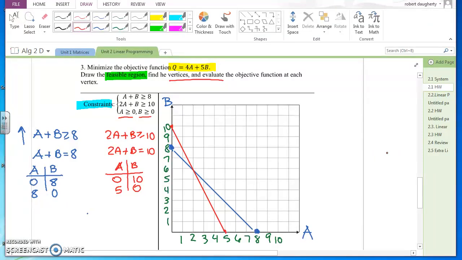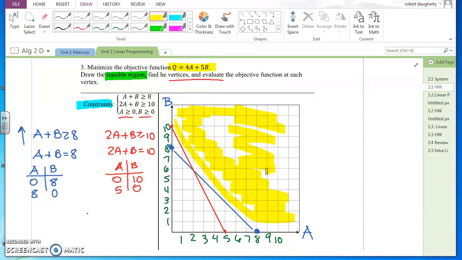okay, so now I've got the lines. I need to shade above both of the lines. So shading above the blue line and above the red line, that only means this area here. So that is my feasible region because I'm shading above the red line and above the blue line. If I had shaded below, that would be the region that's bound here by the origin.